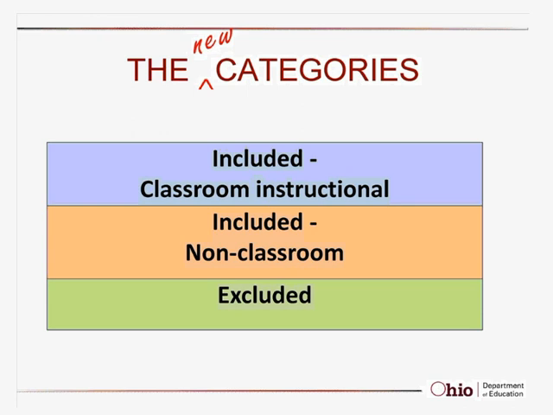Then in non-classroom, there's more of a breakdown than there has been in the past. This, again, follows the federal categories, and so some of these are kind of small, but here are the 6 categories. There is general administration and school administration. Currently we just have admin. Again, with the federal, they break it down into general versus school level. There's also operation and maintenance of plant and pupil transportation.